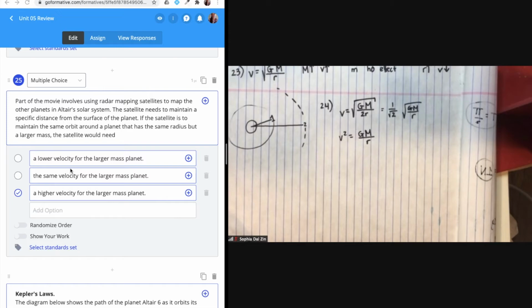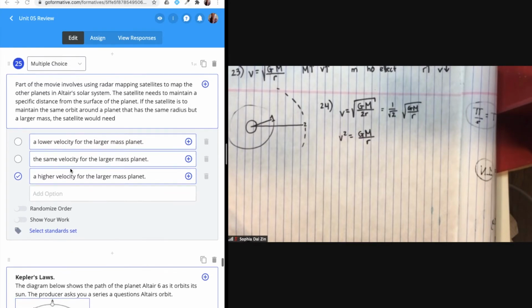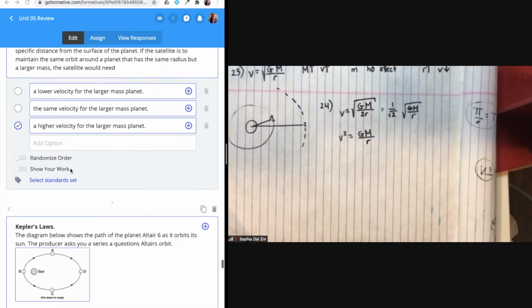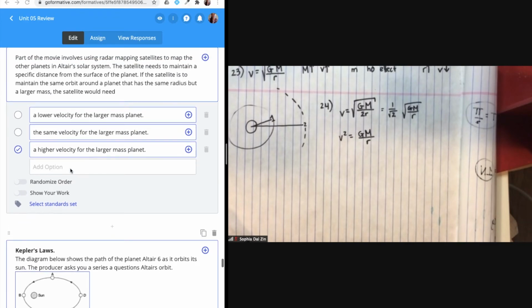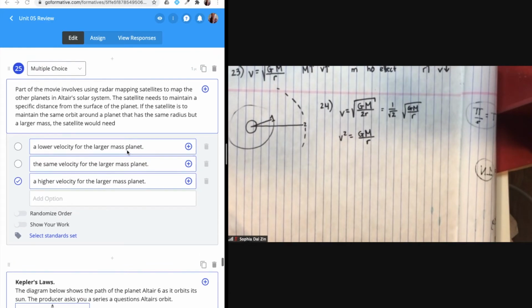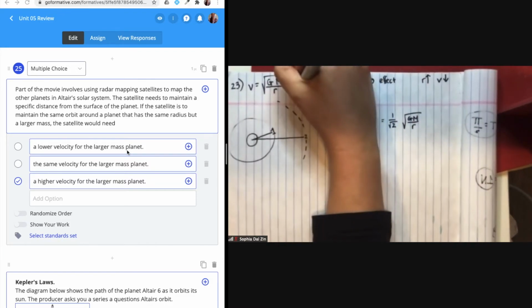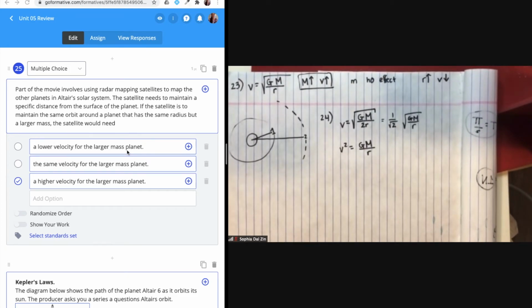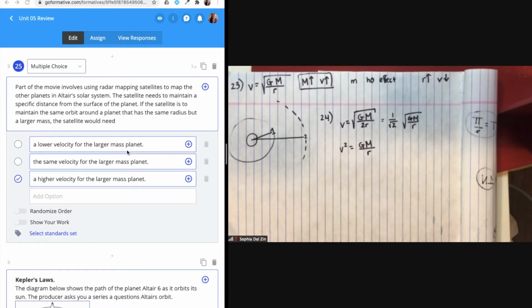For 25, parts of the movie involve using a radar mapping system to map the other planets in Altair's solar system. The satellite needs to maintain a specific distance from the planet, so the radius remains the same. If the satellite is to maintain the same orbit with the same radius but have a larger mass, I would need a higher velocity for a larger mass planet. That's actually asking about this again. If the mass of the planet goes up, the speed of my satellite would increase. So for number 25, I said C. It needs to go faster in order to stably orbit a larger planet.